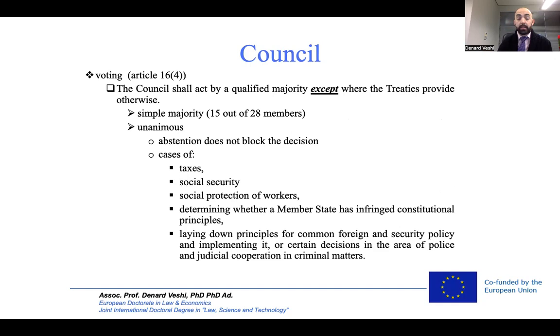Then, as I stated before, in general, the council is going to vote in qualified majority, but sometimes it can vote by simple majority, which means at least 15 member states, or it shall vote unanimously. And in this case, abstention does not block the decision, and these are the cases of taxes, social security, determining if a member state has infringed a constitutional principle, or in the case of a common foreign and security policy.